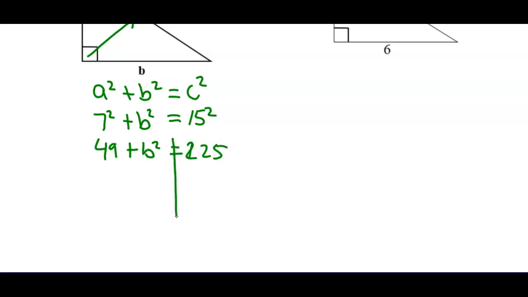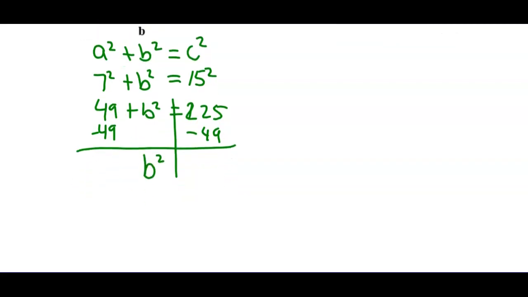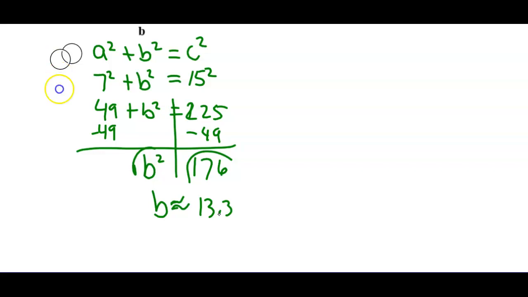Solve your equation. Get b squared by itself. This is just like the last lesson where we were solving equations or solving radicals. Subtract 49 from both sides, just like everything we've done since chapter 2. b squared is equal to what? 176. Square root both sides. b equals approximately 13.3. There's a few more numbers there, so we use the approximate equal sign instead of an equal sign because it's not exact. Okay? This is how we would do that.